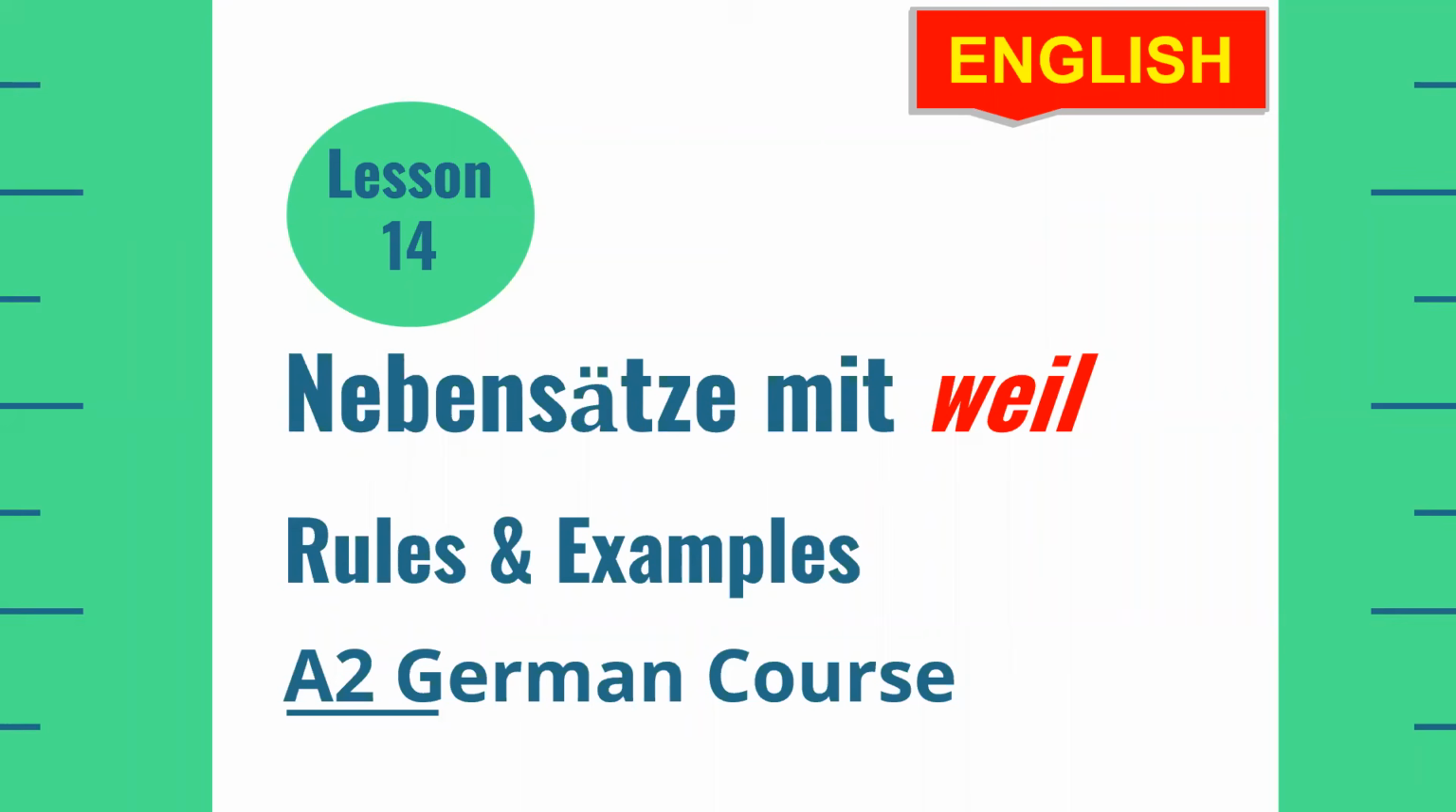Today is lesson number 14 of the A2 level of the German language course, and today we are going to cover the topic of weil. Weil is a conjunction in the German language, and there are certain rules that we have to follow if we want to use this conjunction. We will learn these rules with the help of examples in this lesson.